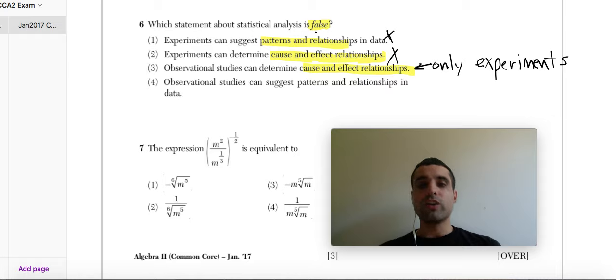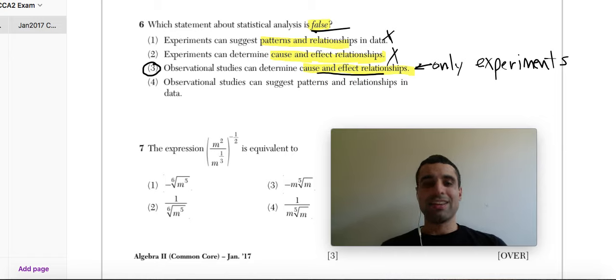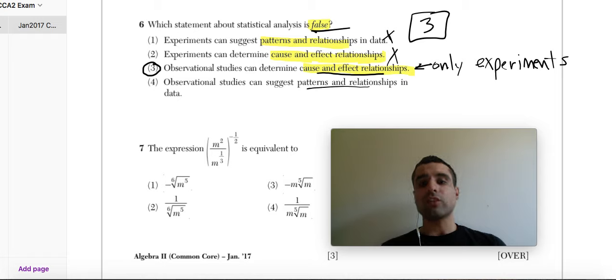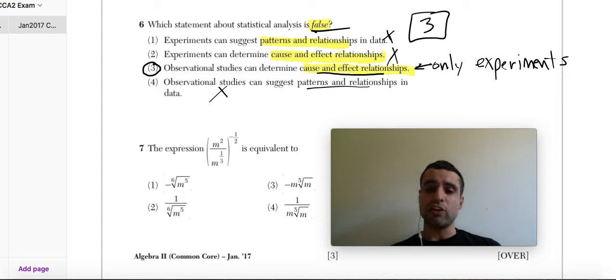So when they say which statement about statistical analysis is false, saying that observational studies can determine a cause and effect relationship, saying that anything other than an experiment can determine a cause and effect relationship is a lie. So the answer to what's false will be choice 3. All right, and let's look at the last one. 4, observational studies can suggest patterns in relationship in data. Yeah, absolutely. There's a big difference between a cause and effect relationship and just a pattern and relationship.